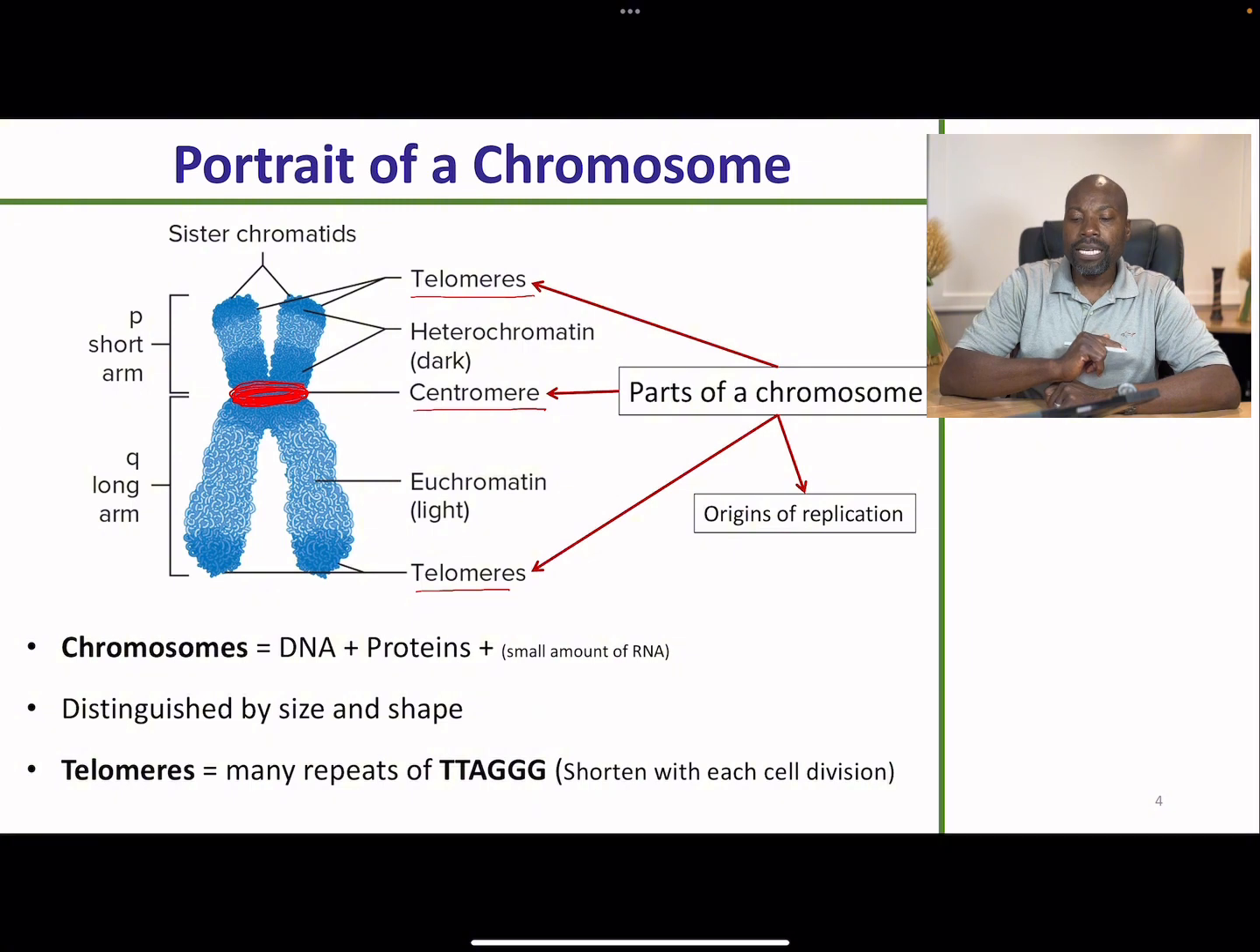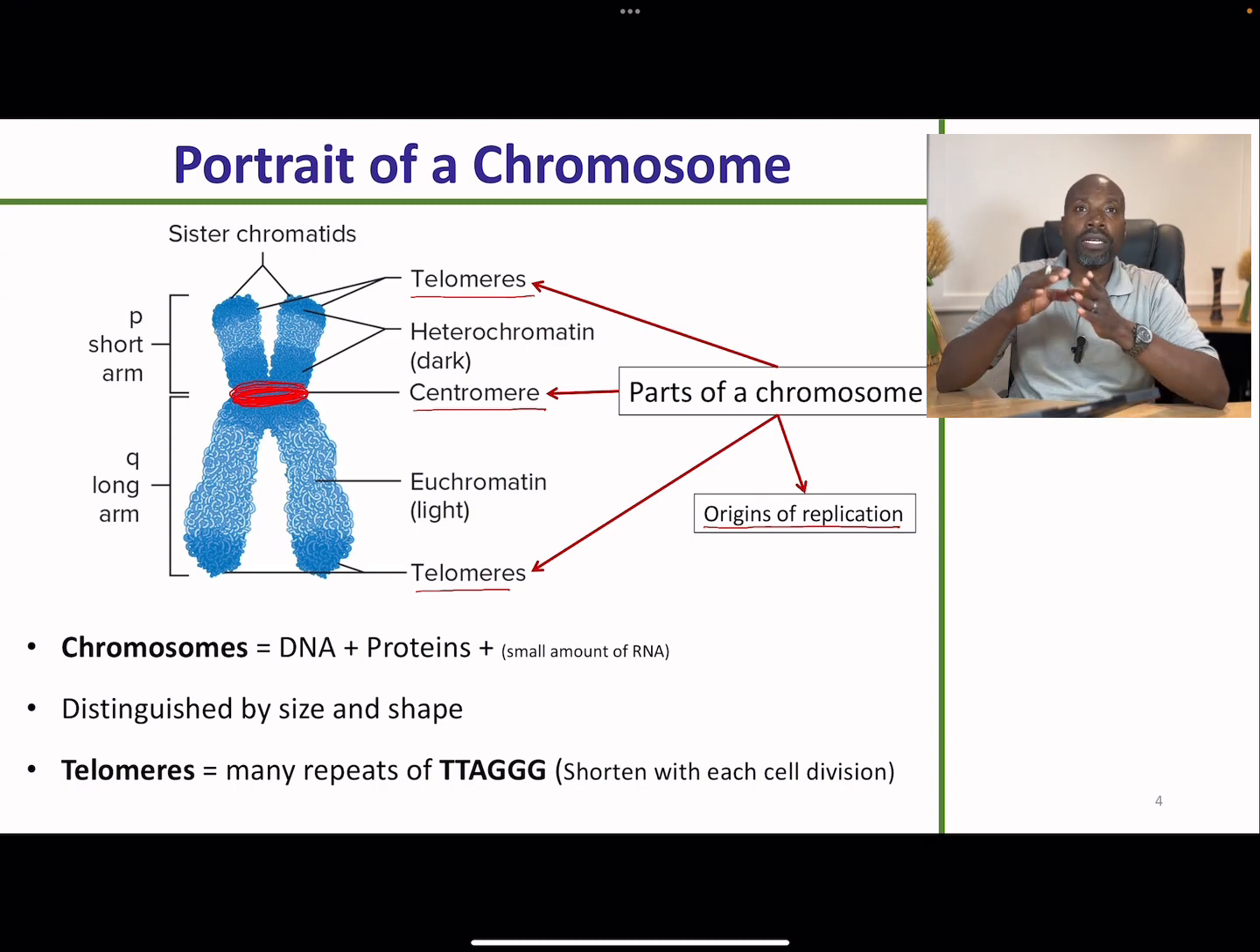And finally, but not least, the last segment that is important in the structure of the chromosome are the origins of replication. Okay? The origins of replication are a very important segment of the chromosome because this is where obviously replication is going to start, right? And the genetic information is going to be copied so that cells can divide.